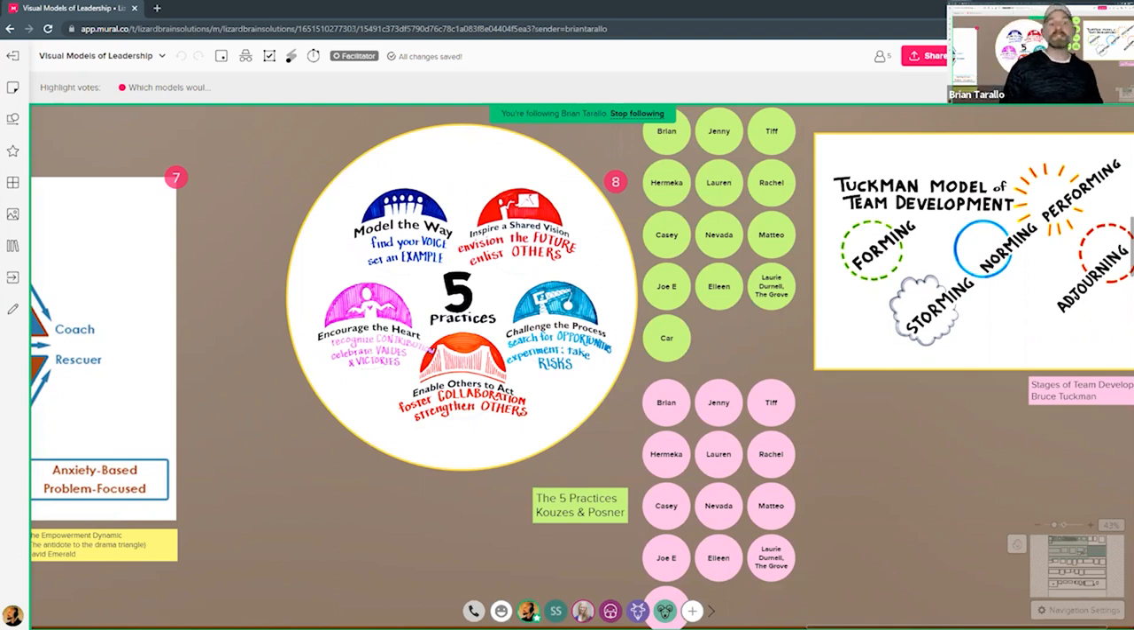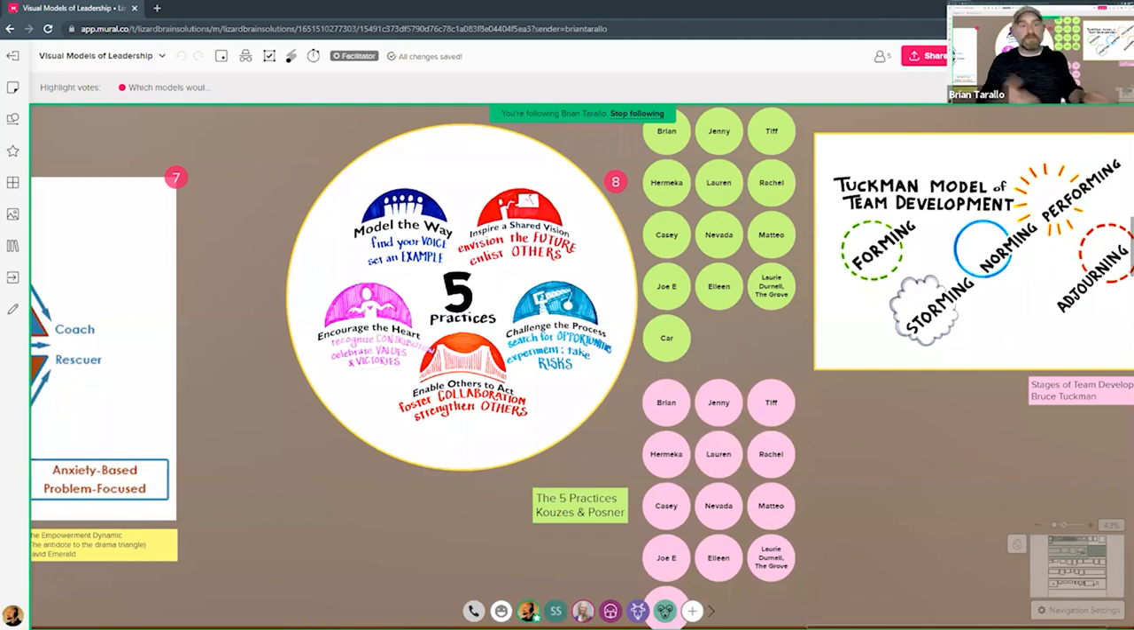The next is inspiring a shared vision. So think step one in the Kotter change model. This is about envisioning a future, painting a vivid picture of what the future looks like and enlisting others. Using something like a Grove story map is a great way to do that. Next is challenging the process.